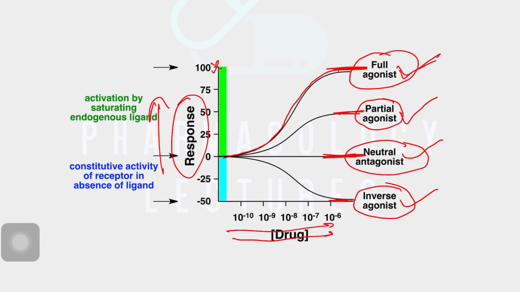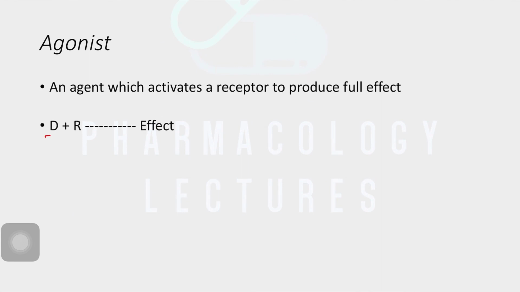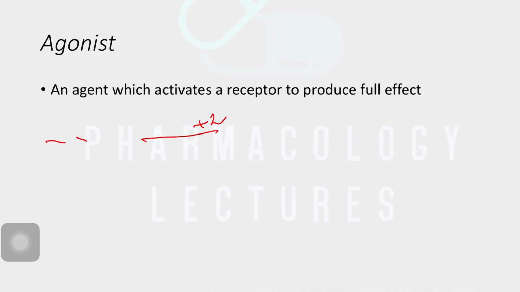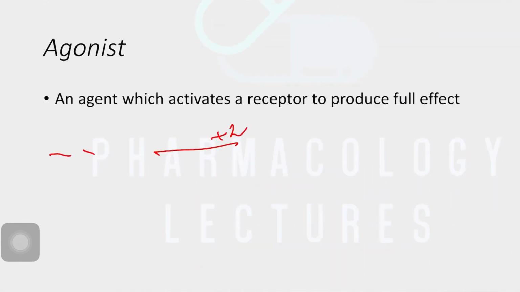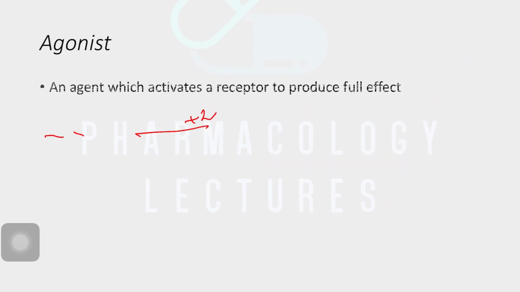So the agonist activates the receptor and produces full effect. For example, say +2, right? So agonist activates the receptor: drug, receptor, and effect, I would say +2 for an example. What are inverse agonists? An inverse agonist activates the receptor but produces a response in the opposite direction. So it is a drug which acts on receptors and produces the opposite effect. In this example, this is an inverse agonist, so it produces a -2 response.